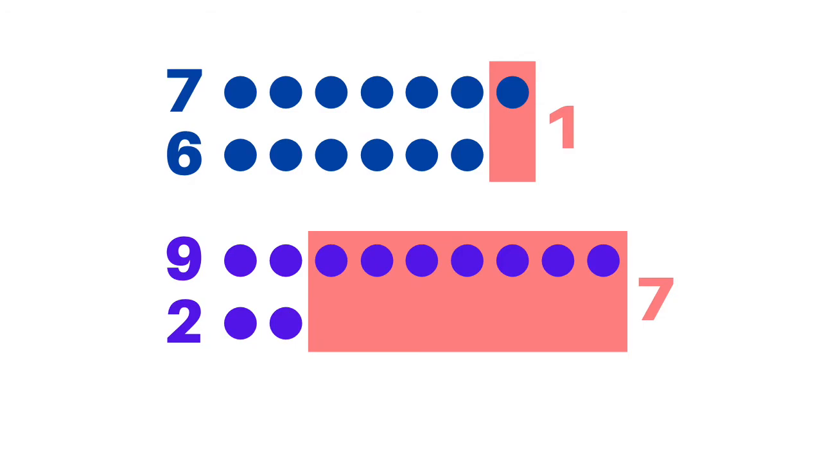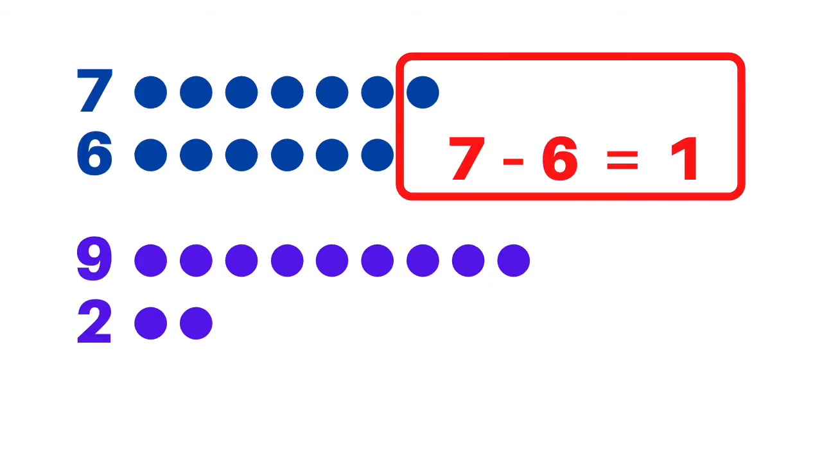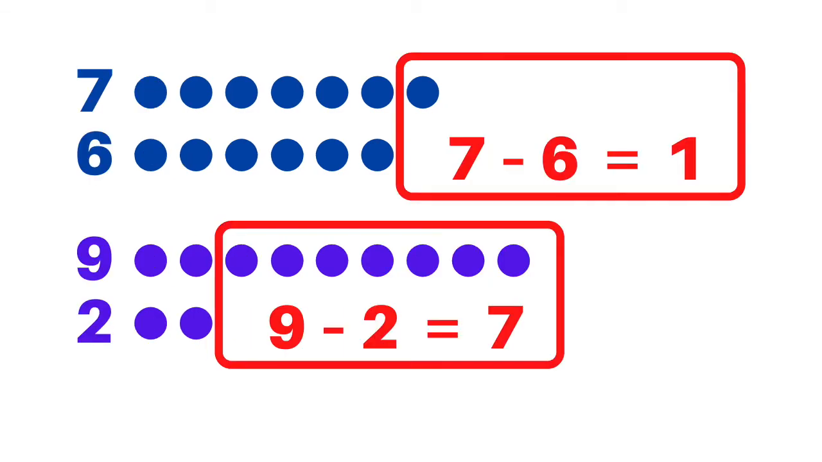When people ask, what is the difference between 9 and 2, they really mean, by how much are these two numbers different? And that's why you often hear the word being used with subtraction. 7 minus 6 is 1. 9 minus 2 is 7.